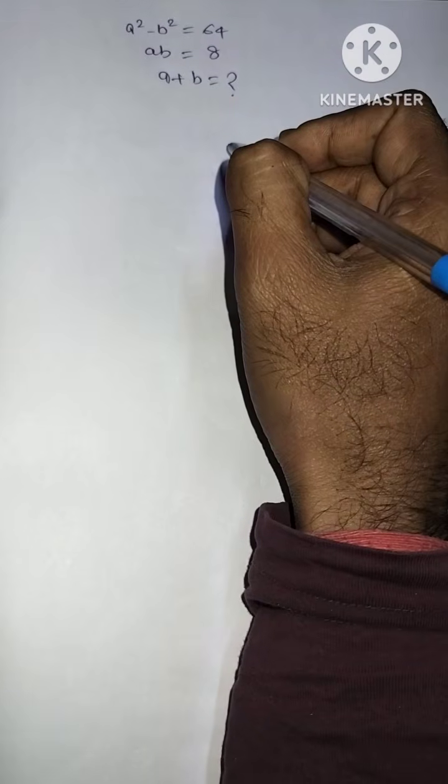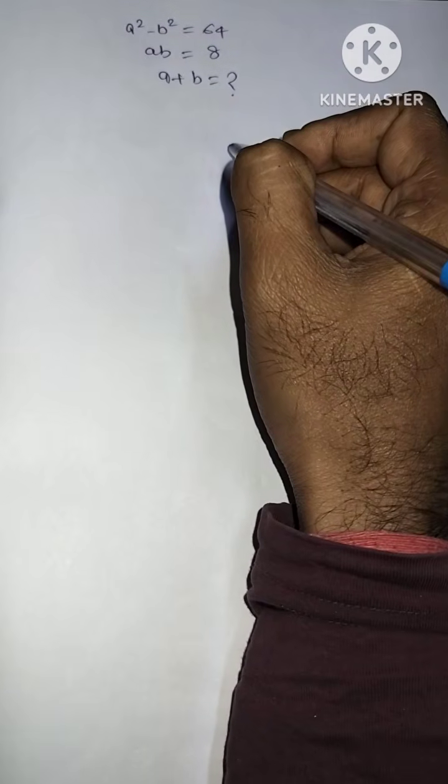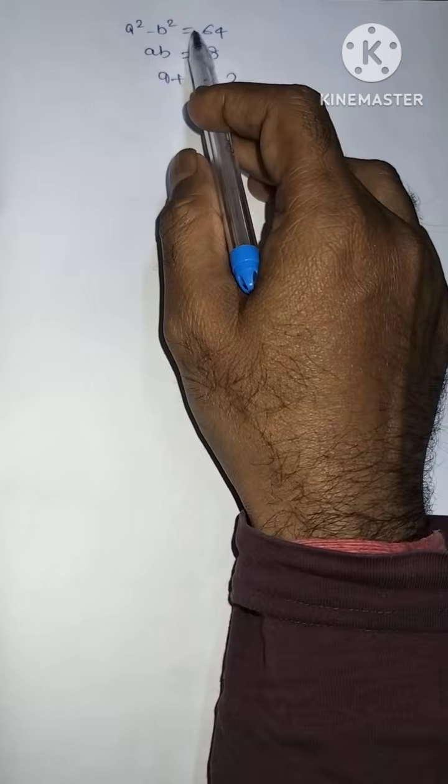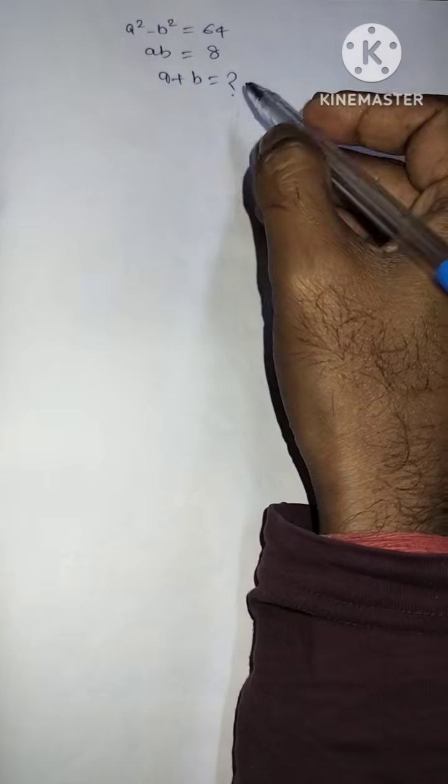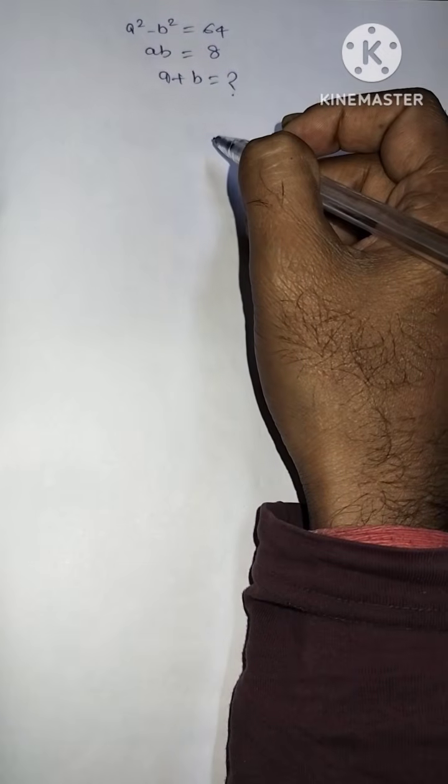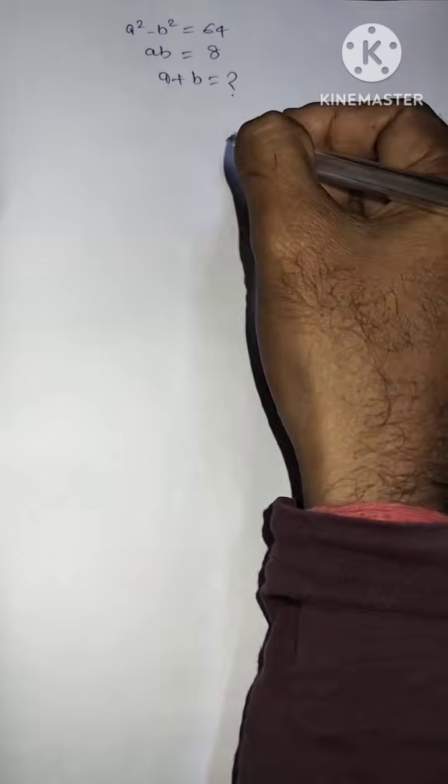Let's solve this nice algebra problem together. Here, given a raised to power 2 minus b raised to power 2 is equal to 64, and a times b is equal to 8. Then we have to find a plus b.